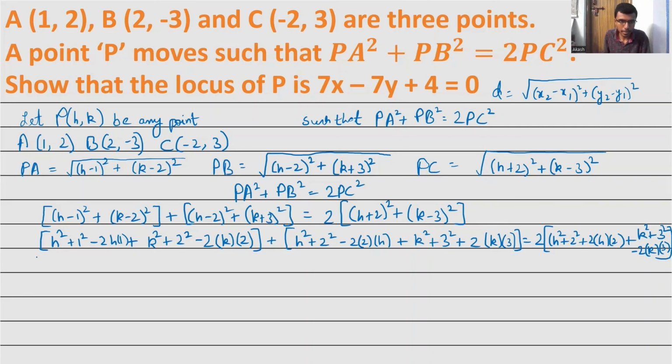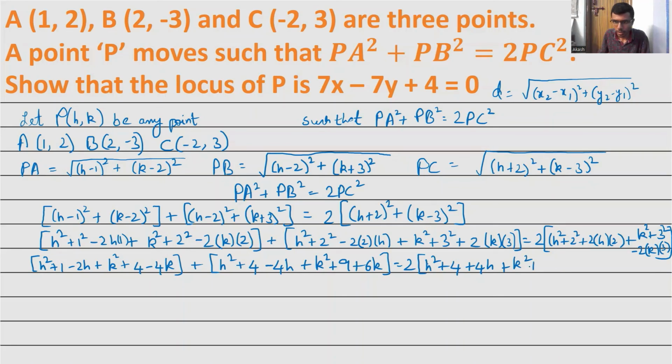Okay, so here I'd get h square plus 1 minus 2h plus k square plus 4 minus 4k, plus h square plus 4 minus 4h plus k square plus 9 plus 6k, is equal to 2 times, simplifying that also, h square plus 4 plus 4h plus k square plus 9 minus 6k.